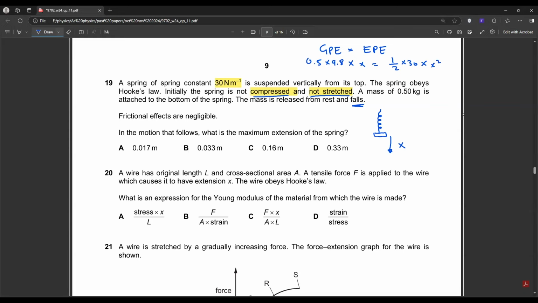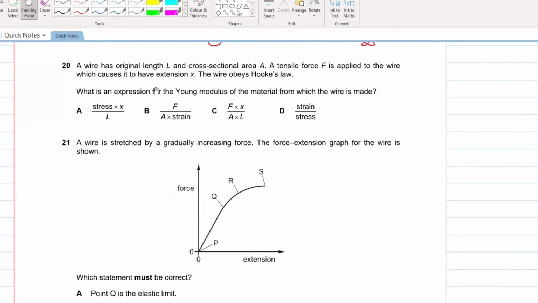Why x square? It is the extension square. X and x get cancelled out. This is 1, this is 15, perfect. What will your x come out to be? Let me calculate it. X will come out to be 0.5 into 9.81 divided by 15. This gives you a value of 0.372. X, or your extension, will come out to be 0.5 into 9.81 divided by 15. X is equal to 0.327. This is equal to 0.33 meters. D is your answer.